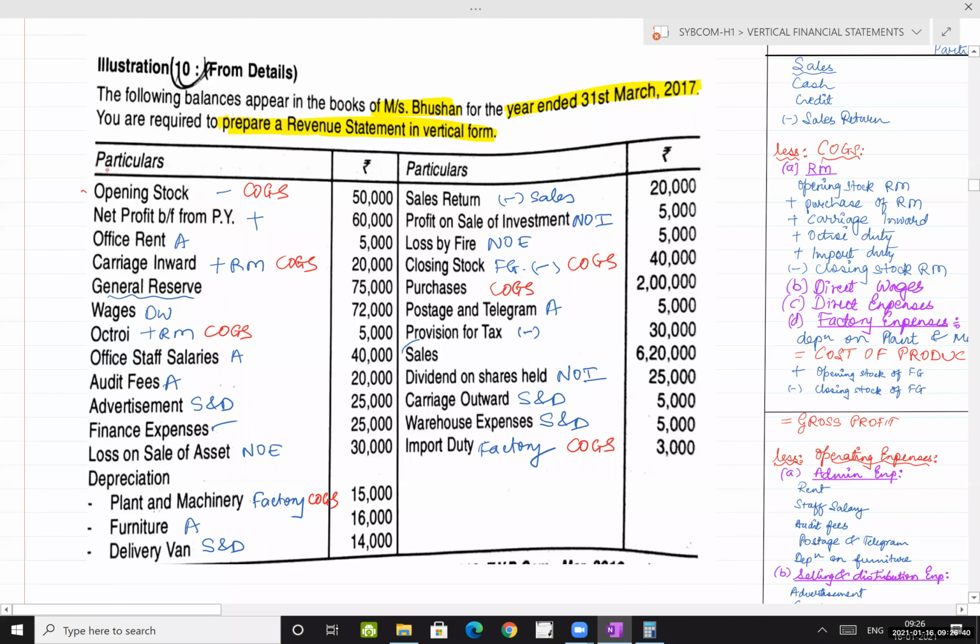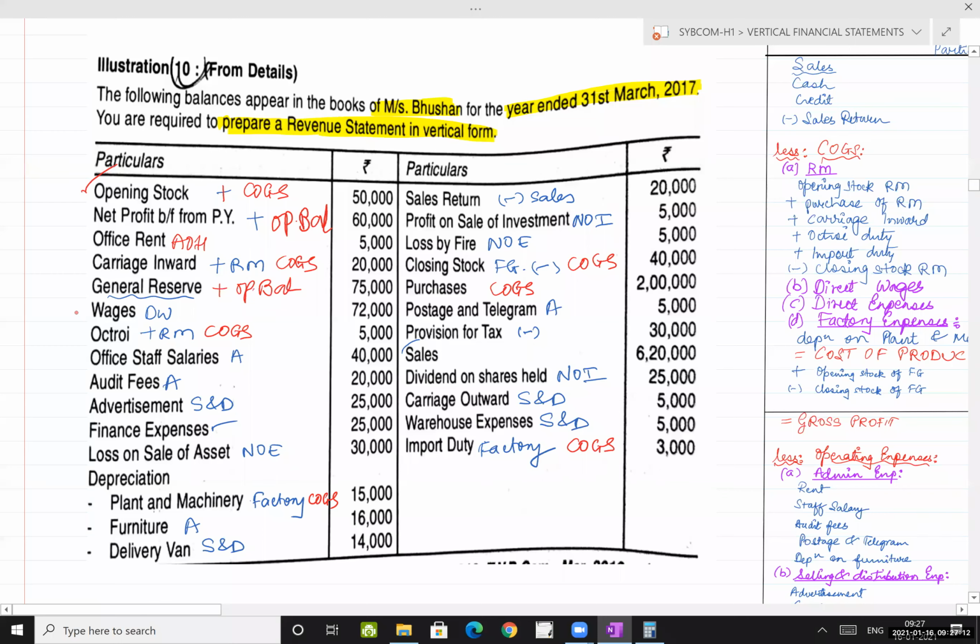Okay, obviously add होता है वो. Net profit brought forward from previous year. So this is opening balance of profit. Yeah. Office rent, admin overheads, under operating expense, carriage inward, add to raw material, COGS mega, general reserve. This will also come in your opening balance.